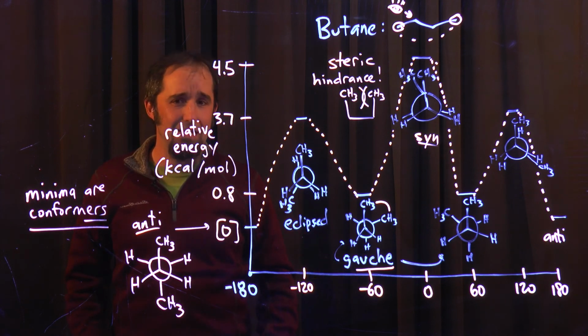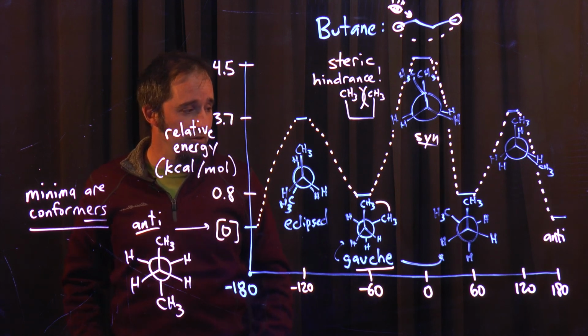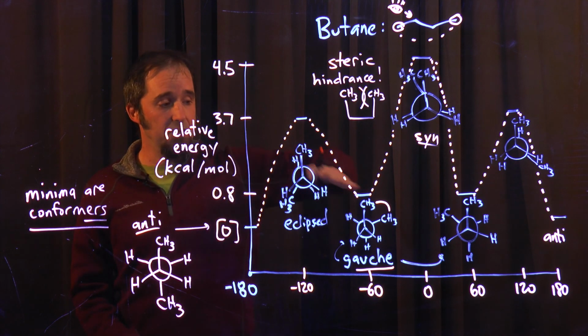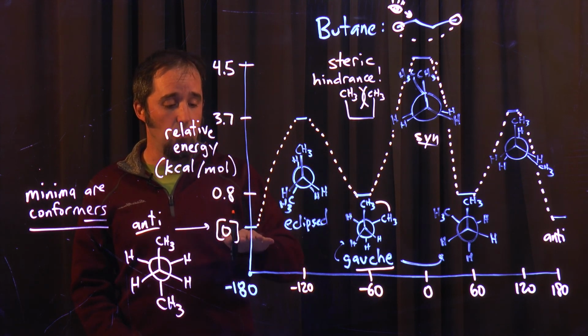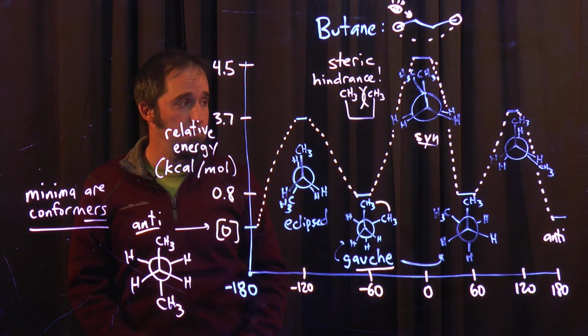White pants after Labor Day. So gauche. So that is a gauche conformer. Again, still staggered, still an energy minimum, but not as low in energy as if those methyl groups are as far away from each other as they can get.